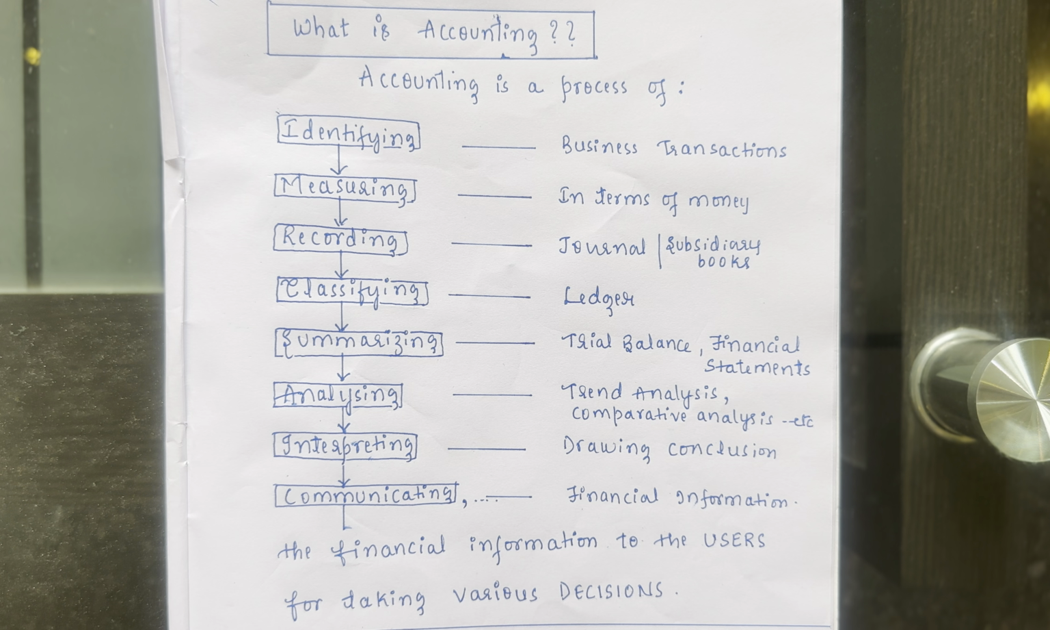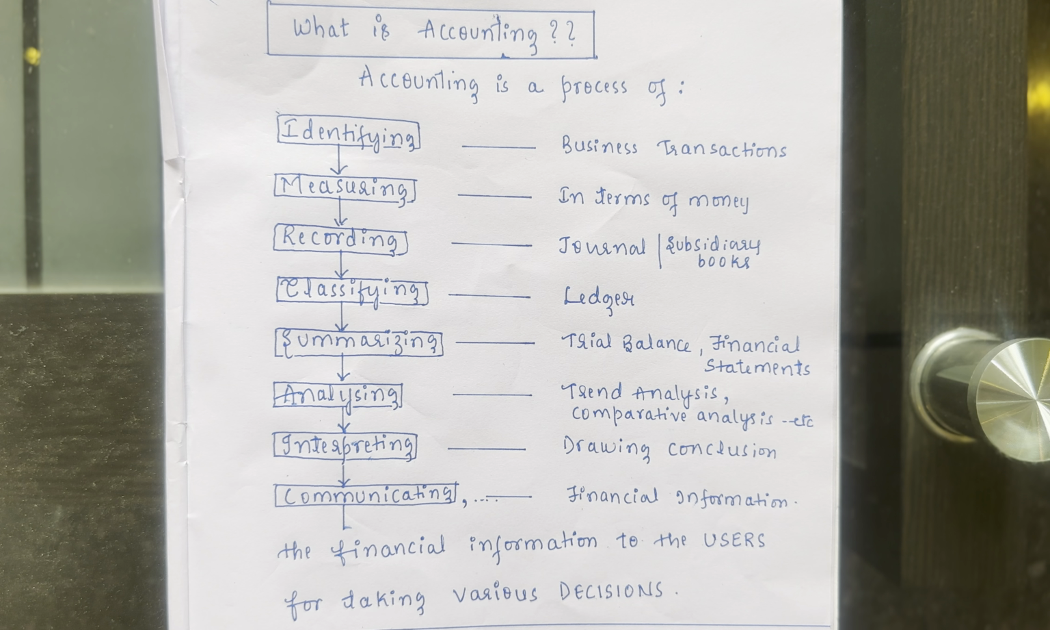Accounting is a process of identifying, measuring, recording, classifying, summarizing, analyzing, interpreting, and communicating the financial information to the users for taking various decisions. Accounting is a process. That means what? It has various steps in it. We have just observed identifying, measuring, followed by recording, classifying, all this. These are the steps. Let us look into each step one by one.